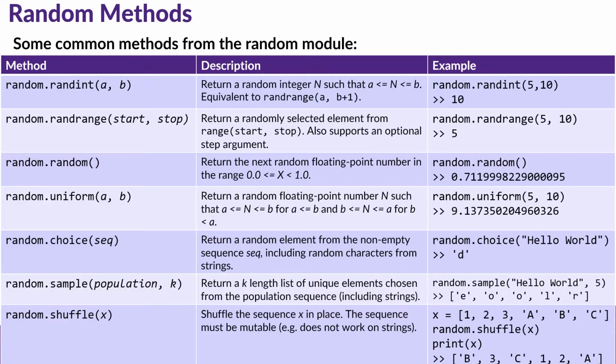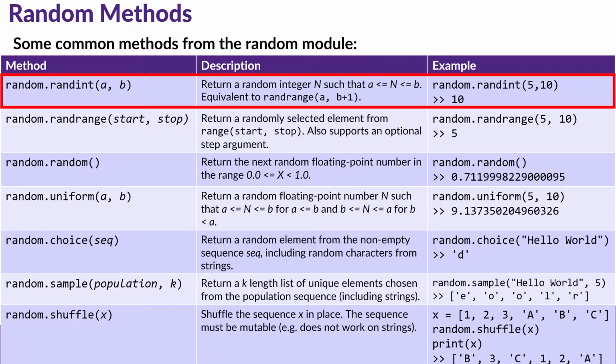And I have a table of some of them here. We'll go through a few. The first one is randint, and this takes two integer values, a and b, and it's going to return a random integer n such that a is less than or equal to n and n is less than or equal to b. So that means it's going to return a random number in the range between a and b, where a and b are both inclusive. We have an example on the side here where we're saying randint(5, 10). In this case, just by chance, we get a 10 as the result.